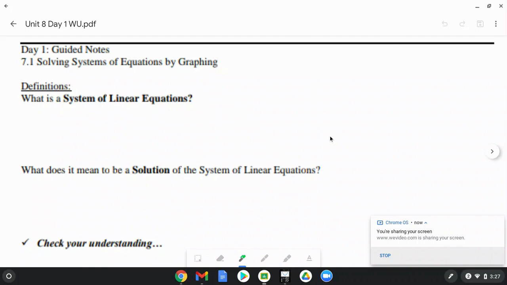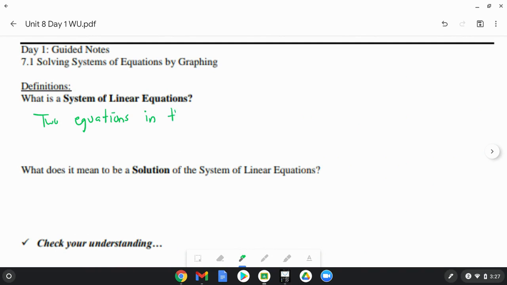All right, we're back at it for Unit 7, Day 1. This is the beginning of systems. So when we are talking about a system of equations, we're talking about two equations in the same coordinate plane. So there's going to be two different lines when we graph these. So our goal today, when we graph both of these equations, is to find out where they're going to cross, because that's where the solution is.